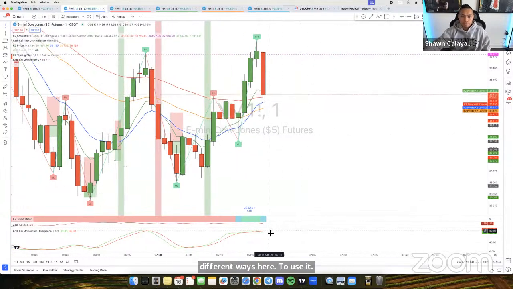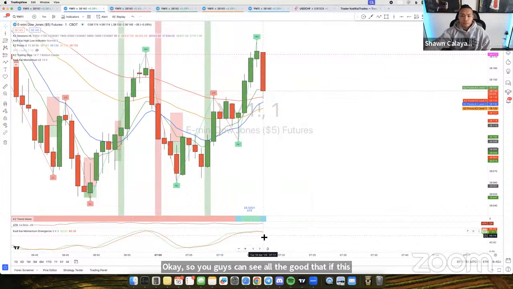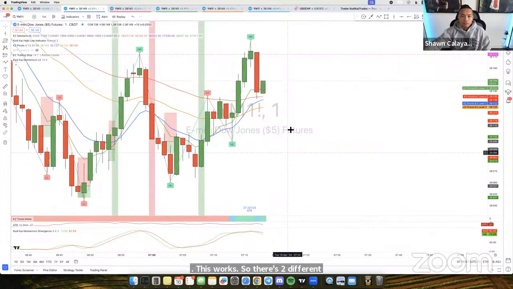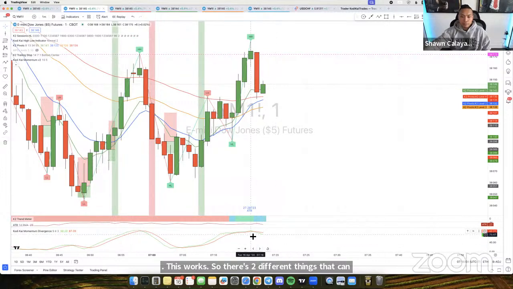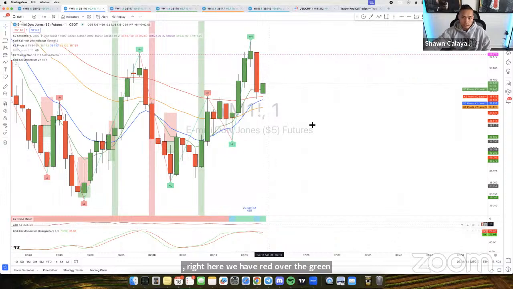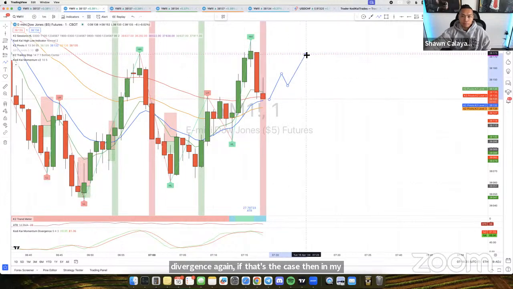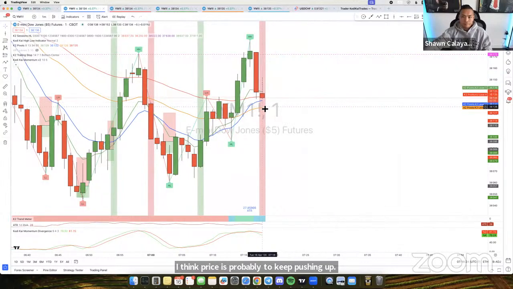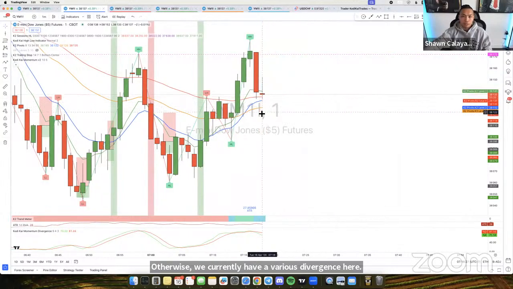Okay, so you guys can see over here that if this candle closes red, the divergence is going to shift back to the downside. It's going to shift back into bearish divergence. Okay, cool. This works. So there's two different things that can happen here. If the divergence shifts back up, so say, for example, right here, we have red over the green. If the green crosses over the red and it becomes bullish divergence again, then in my opinion, I think price is probably going to keep pushing up. Otherwise, we currently have a bearish divergence here. So if the sell signal comes up, you can possibly assume that price will probably drop further.